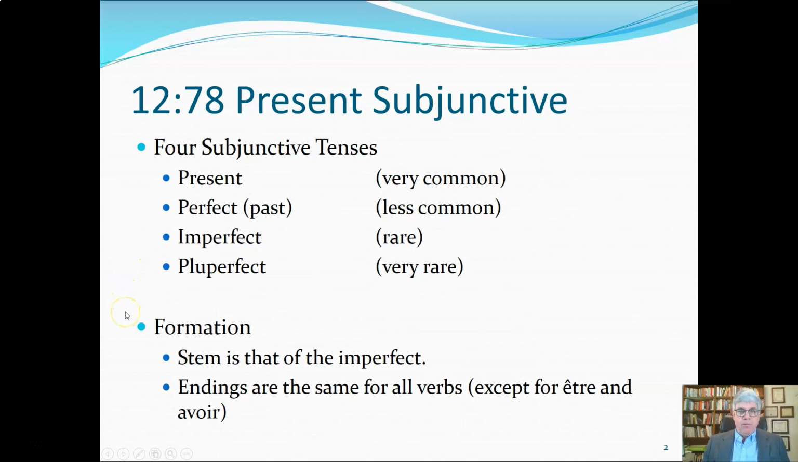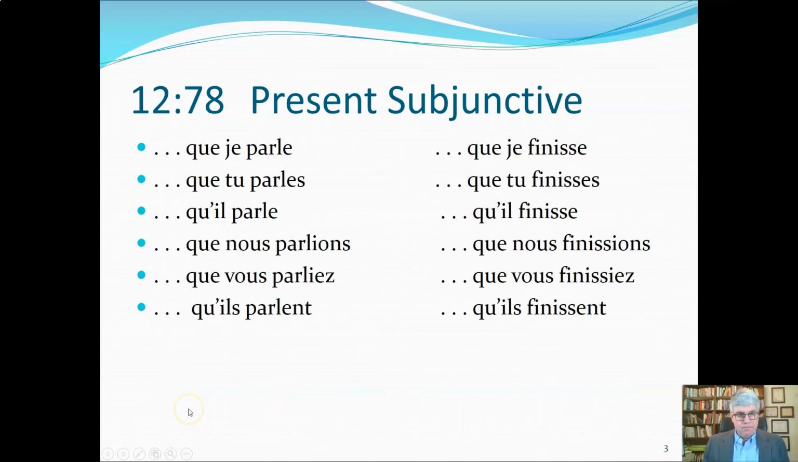So how do we form the subjunctive? Let's talk about the form before we talk about its function and meaning. The stem is that of the imperfect, which tends to be the stem of the first person plural of the present indicative. So the stem stays the same generally throughout the conjugation, and the endings are the same for all verbs, except, of course, for être and avoir. So let's look at the present subjunctive, and we'll use parler.